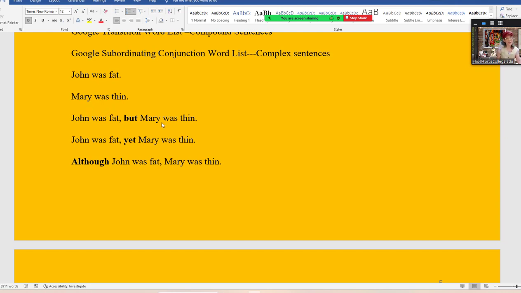But if we want to connect these two sentences with FANBOYS, for, and, nor, but, or, yet, so, what kind of sentence is this? Is this a compound sentence or a complex sentence? A compound sentence. Yes, anytime you have two independent clauses put together with FANBOYS, it is a compound sentence. And every time you have FANBOYS in a sentence, you have to have a comma before the FANBOYS.